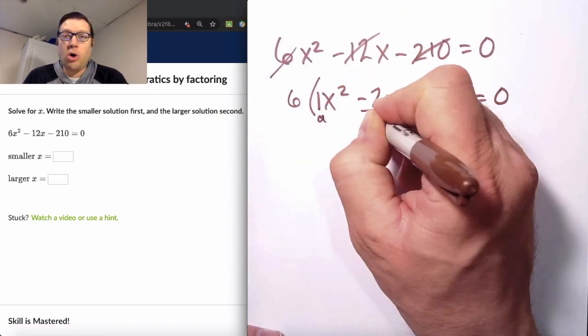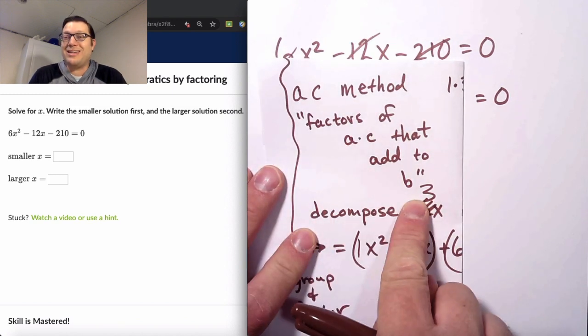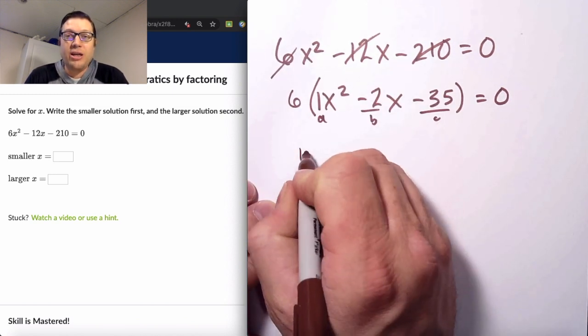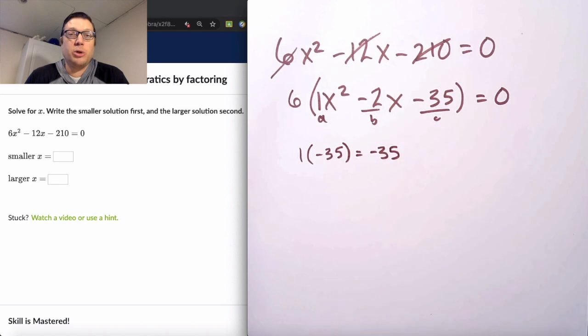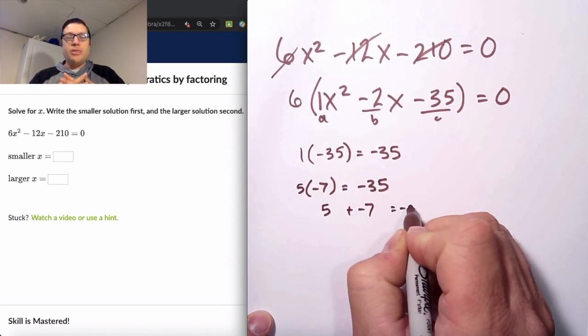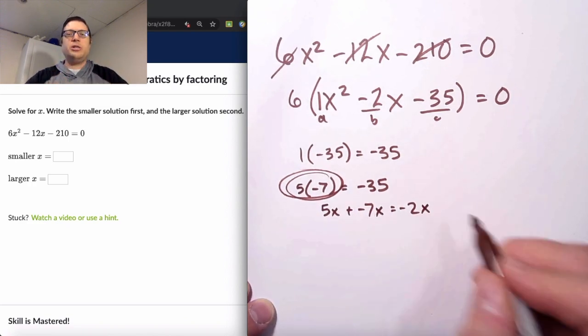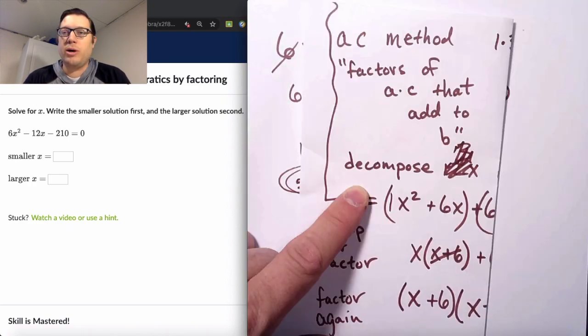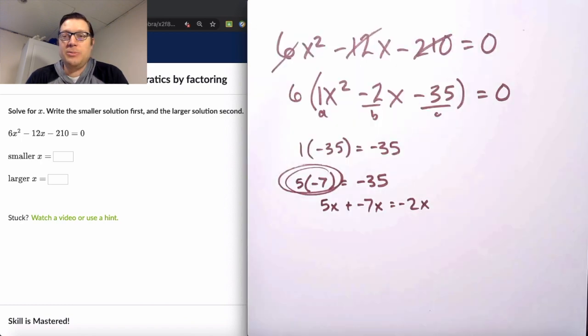Step one with all of these is to recognize if the coefficients 6, -12, and -210 are all multiples of some larger or some smaller number. So they're multiples of 6. So we're going to factor that out first and then look at this quadratic equation in the parentheses, 1x squared minus 2x minus 35. You can see me working through it.